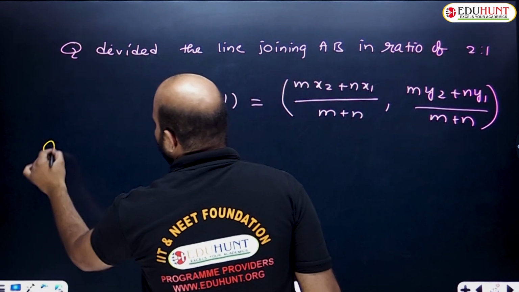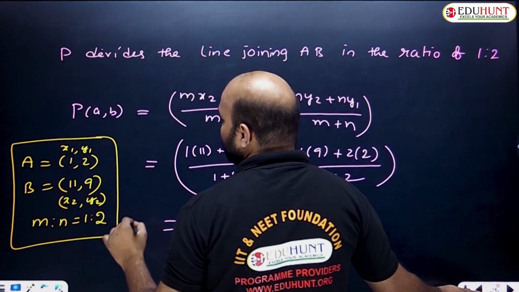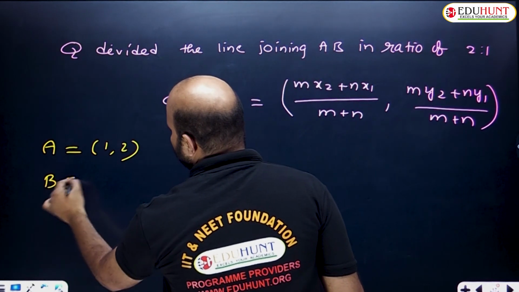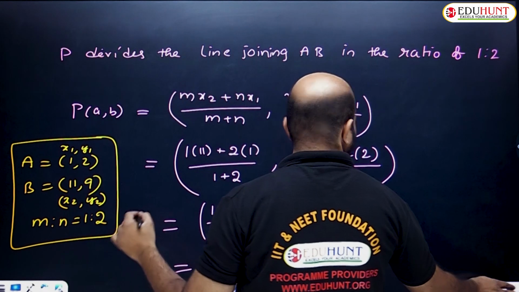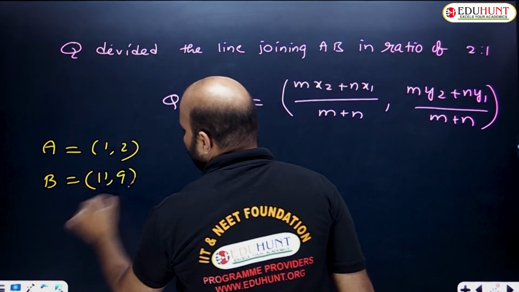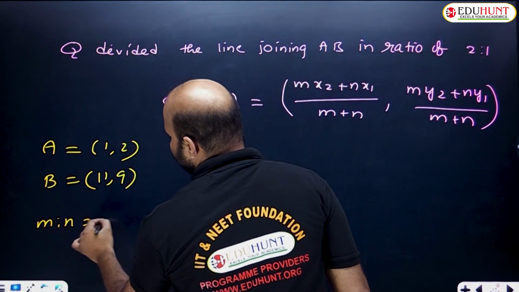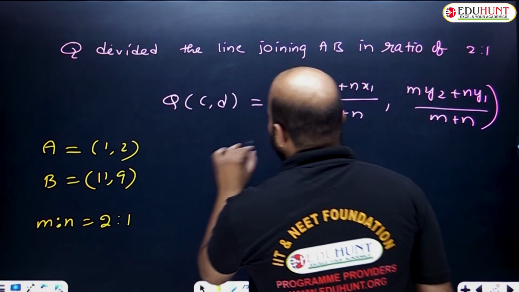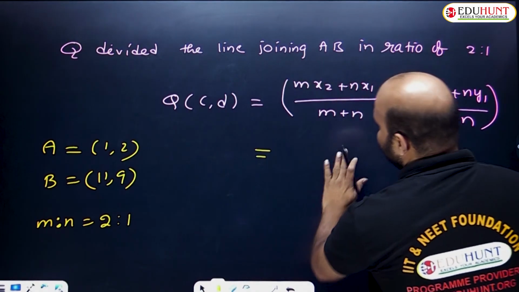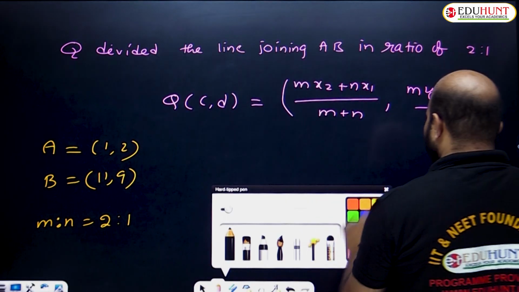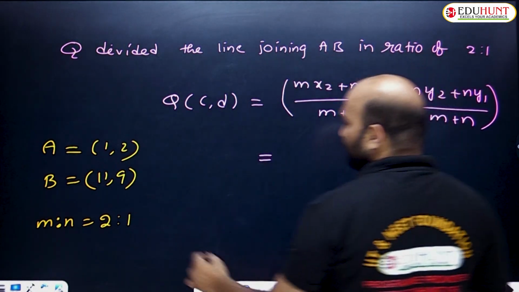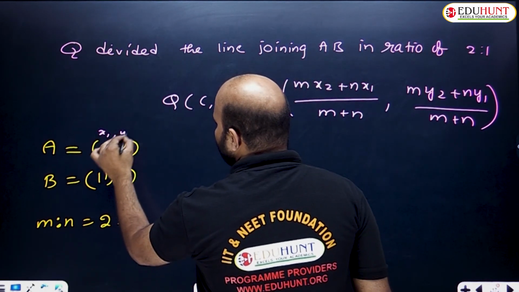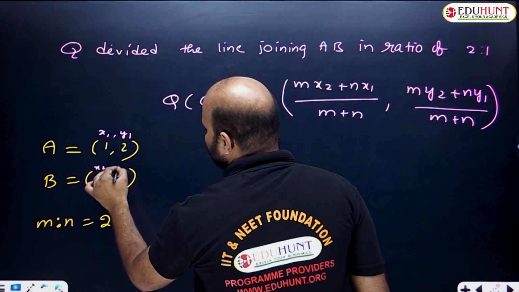By using this, here what are A coordinates given? A coordinates 1 comma 2. B coordinates 11 comma 9. But you know m is to n value here is 2:1. This is 2, m value 2, n value 1. So by using the section formula, we'll get the Q coordinates. So clearly we need to understand those values. Here A coordinates I'm taking x1, y1, B coordinates I'm taking x2, y2. Am I clear?